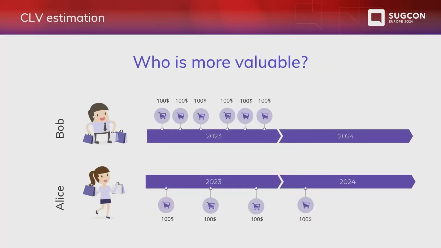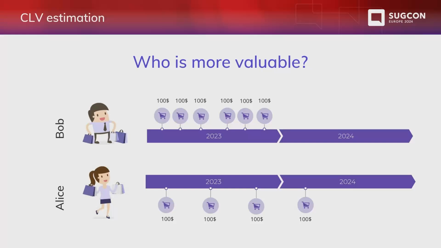So let's have an example and try to guess from this image who is the more valuable customer for our business. As you can see, we have two customers, Bob and Alice. Bob has 6 purchases in 2023, more frequent, and Alice has 3 purchases in 2023 and 1 purchase in 2024. Let's try to guess who thinks that Bob is the more valuable customer than Alice.